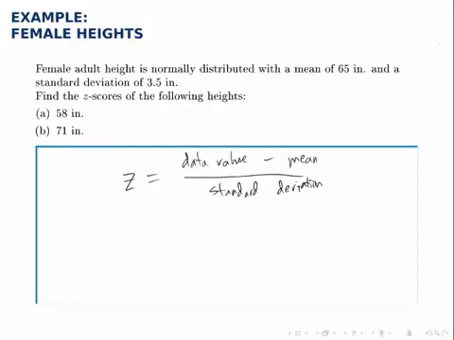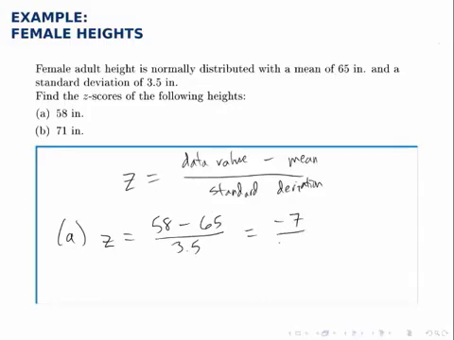If the z-score is positive, it's above the mean. If the z-score is negative, it's below the mean. For the first example then, to calculate z, we take 58 minus the mean, 65, and divide by the standard deviation, 3.5. 58 minus 65 is negative 7, and that divided by 3.5 is negative 2. So what that means is that first data value is 2 standard deviations below the mean.